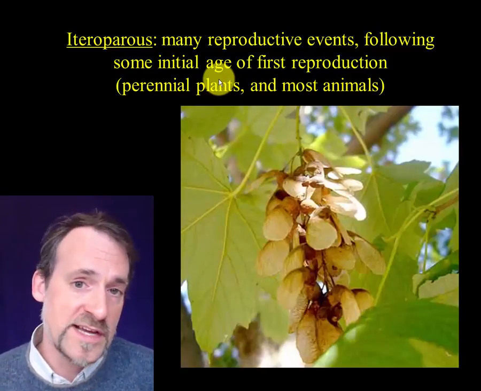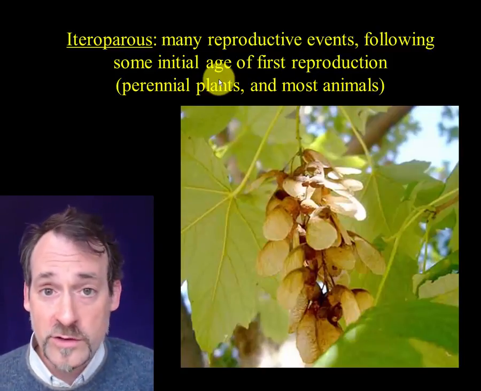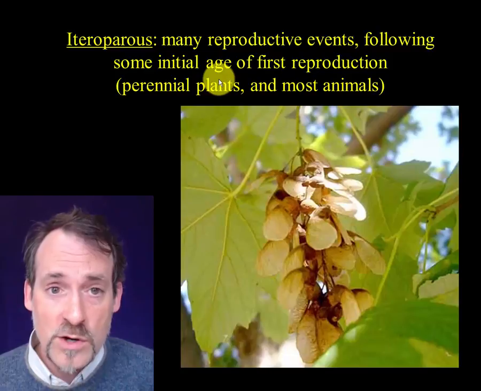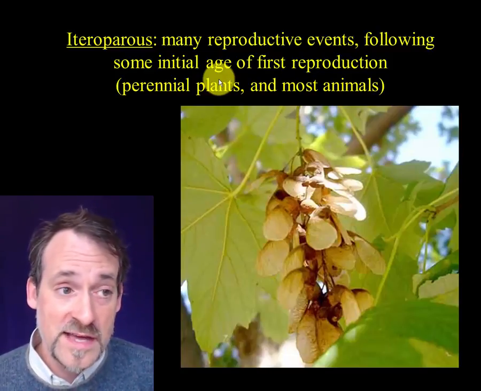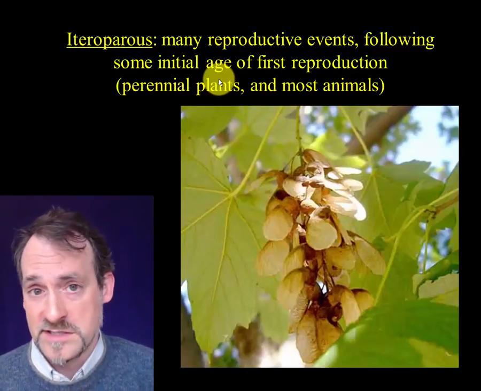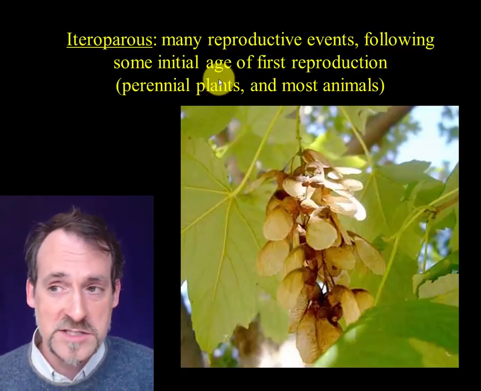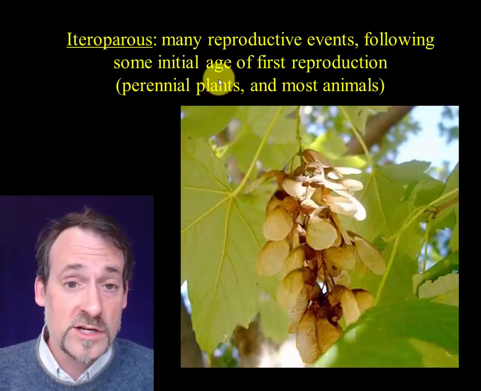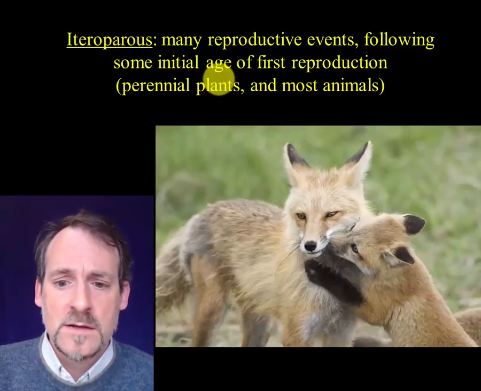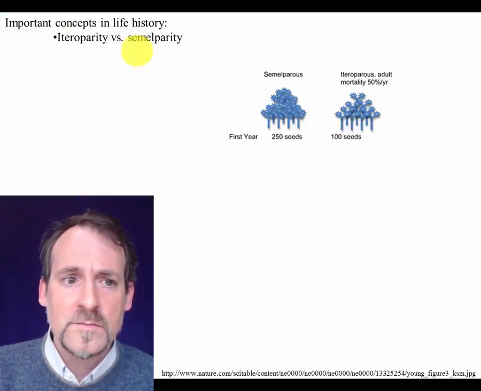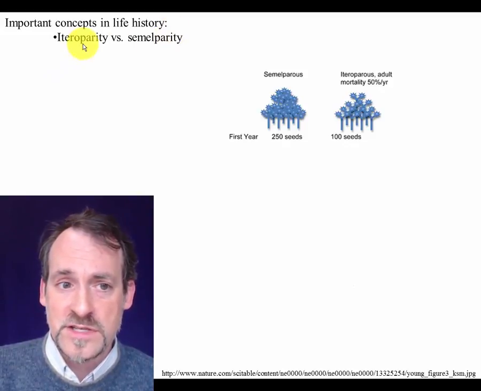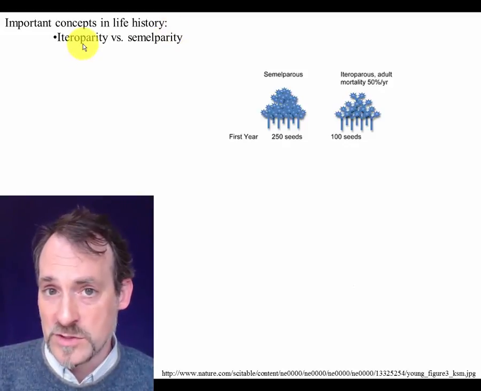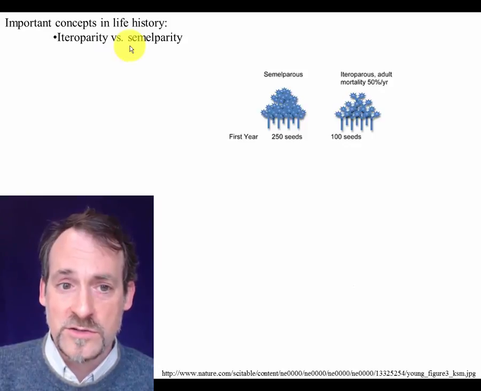Perennial plants are ones that continue growing and reproducing year after year. Most of the animals that we're familiar with are iteroparous. That is, if they survive from one breeding season to the next, they do have the possibility of having more than one reproductive event. Why do some organisms use iteroparity? They reproduce multiple times, whereas some use semelparity.